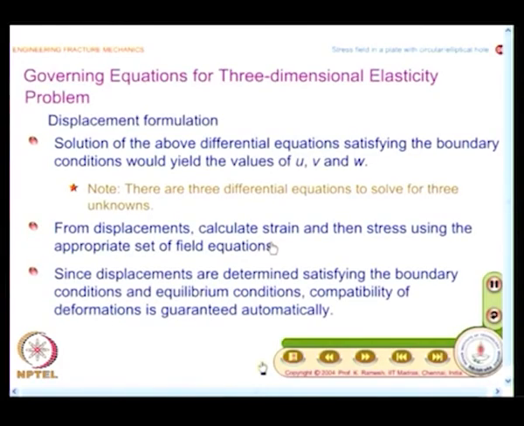From displacement calculate strain and then stress using the appropriate set of field equations. And what you do here is you evaluate the displacements satisfying the boundary conditions and equilibrium conditions. So, automatically the compatibility of displacement is guaranteed. In fact, the very famous finite element codes that we have, that is based on displacement formulation. One of the questions that could be asked in an interview is, where do you see compatibility in finite element formulation? You will have to simply say it is a displacement based formulation. So, compatibility is automatically satisfied.